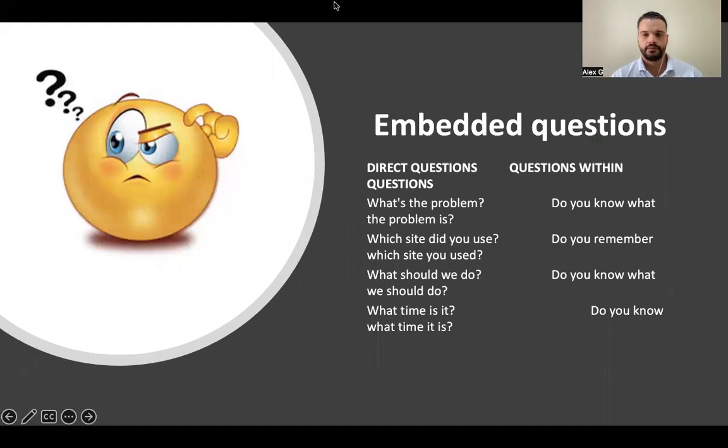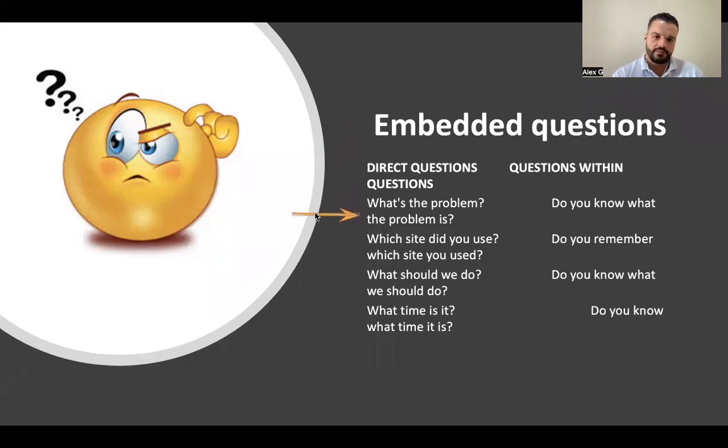The next thing that we're going to talk about is embedded questions. So embedded questions is a way that we can change a direct question, like we have here. We have direct questions. For example, what is the problem? That is a direct question. It's a straightforward question, very simple. But we can also add another question to it, which is going to be called an embedded question once we put them together. So we can say, what's the problem?